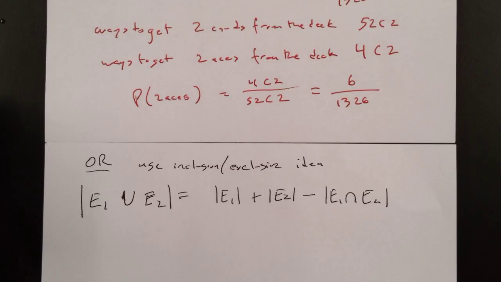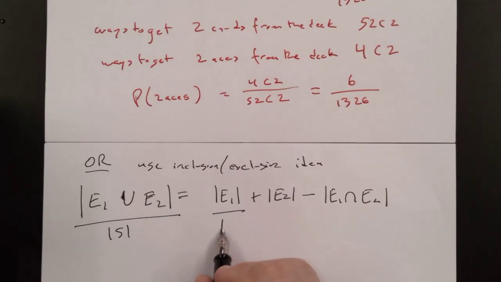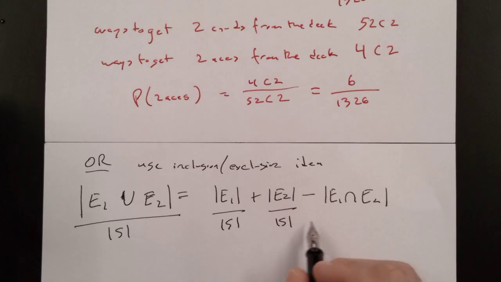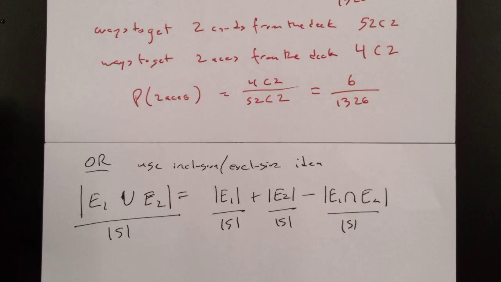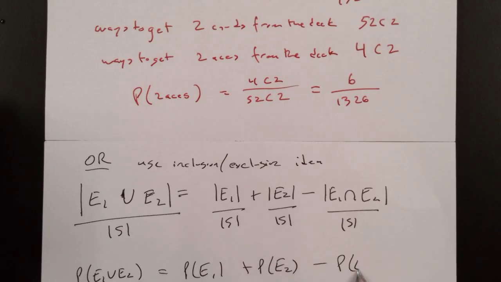Now take this entire equation and divide by the size of your sample space. I just turned all those counting things into probabilities. The probability of event 1 or event 2 is the probability of event 1 plus the probability of event 2 minus the probability of being in both.